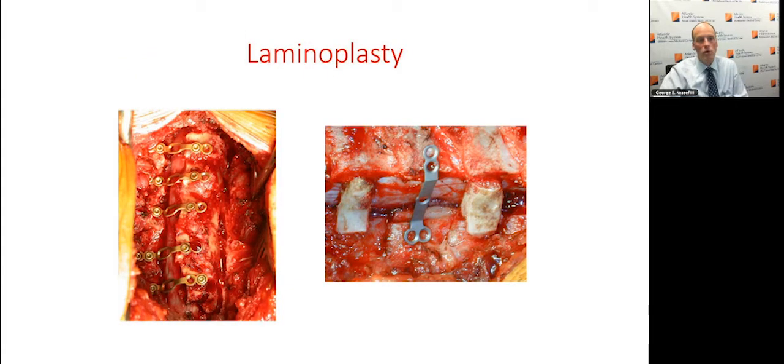This is what it looks like intraoperatively. These are little plates here that keep the lamina wedged open, and I think this is a better view. You can put a piece of bone here to hold the lamina open, or a plate.